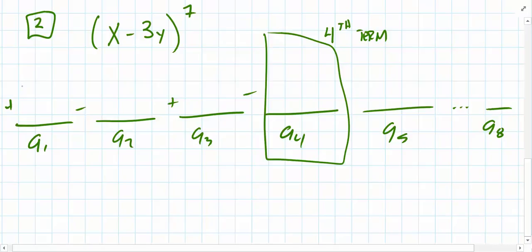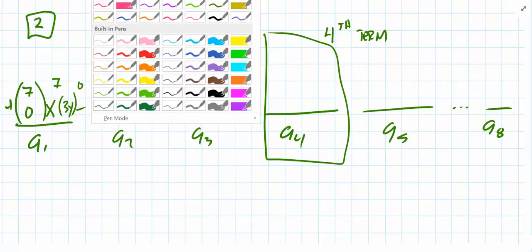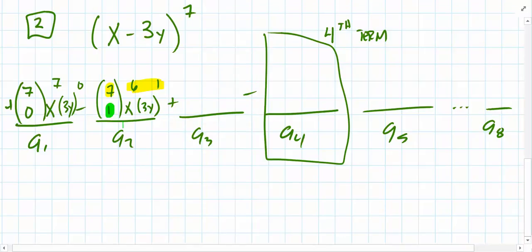Okay, let's see here. When we build this thing, we started with a 7 choose 0, and then we had an x to the 7th and then a 3y to the 0. Then we had a 7 choose 1, then an x to the 6th and then a 3y to the 1st. Now, you guys notice that these two numbers always add to that, right? And you'll notice that this number is always matching with that number there, which is always 1 less than that number there.